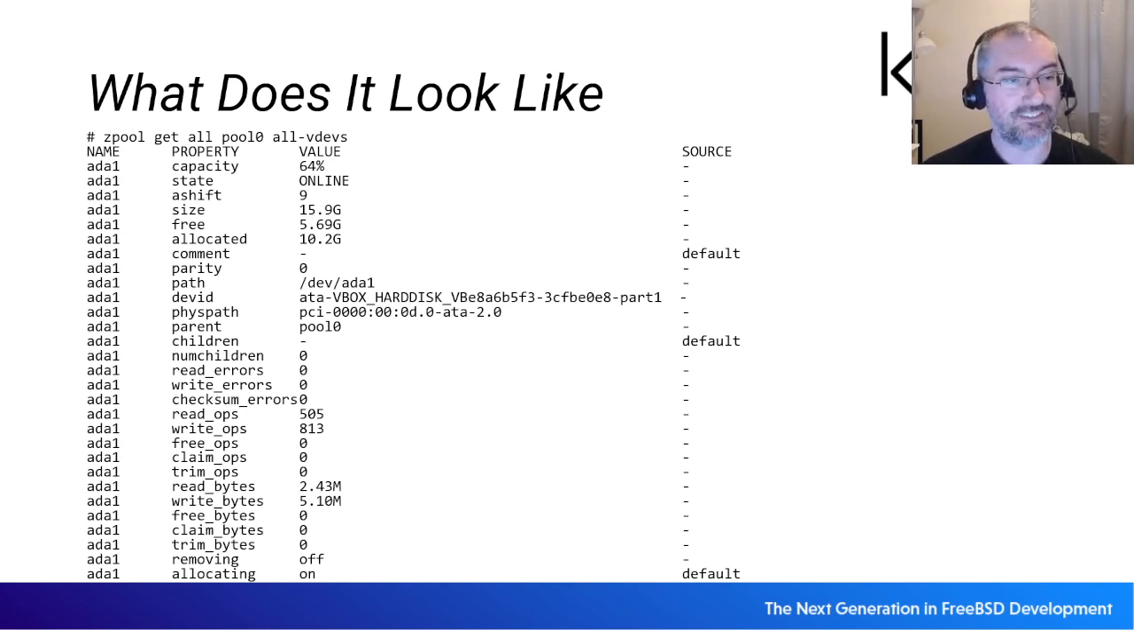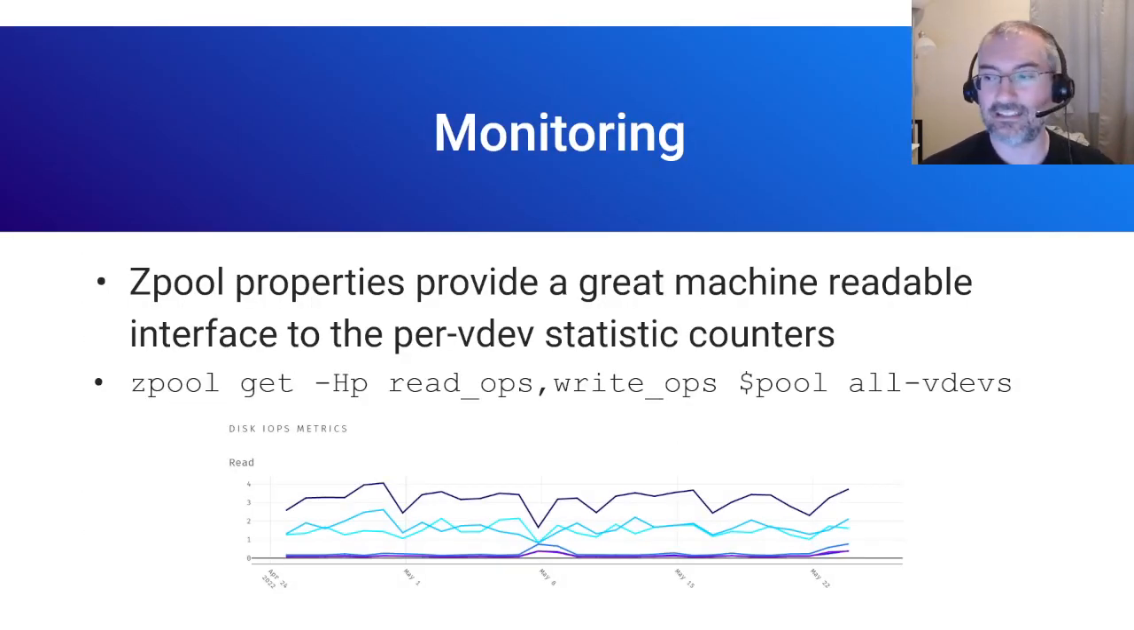And you can see that it's done 505 read IOPS and 813 write IOPS, a couple megabytes or whatever, basic stuff like that. But by getting the machine-readable version of this, zpool get -H lowercase p, you can extract the information really nicely and be able to graph it.